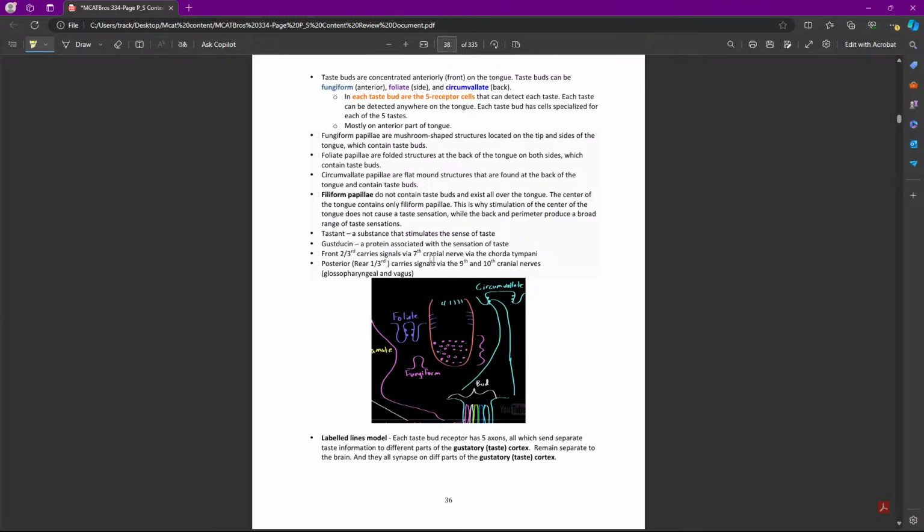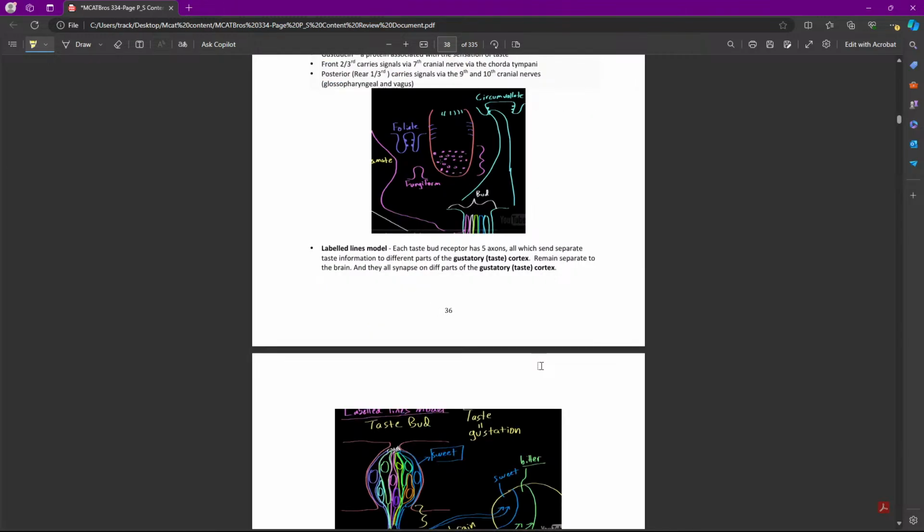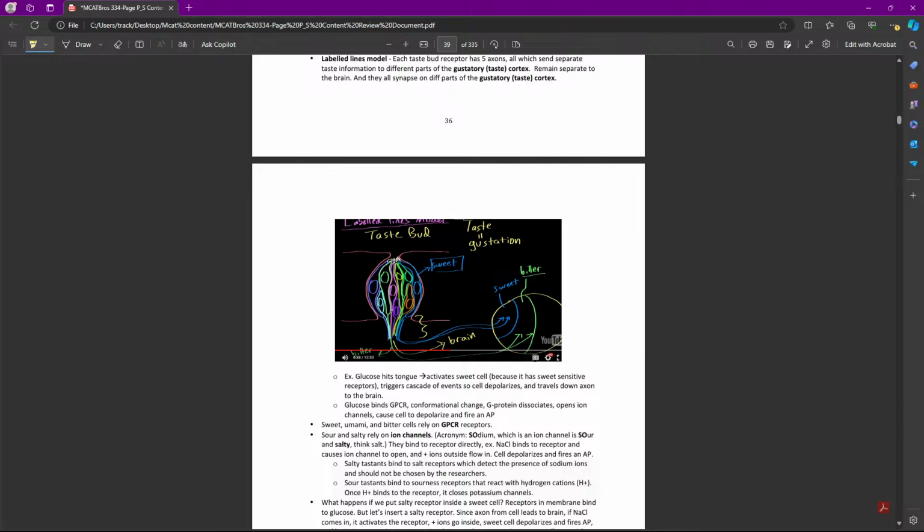Then we have the labeled lines model. Each taste bud receptor has 5 axons, all of which send separate taste information to different gustatory cortexes. They remain separate in the brain, and they all synapse on different parts of the cortex. Which makes sense. If the 5 receptors are in one taste bud, they all need to synapse to different parts of the brain.